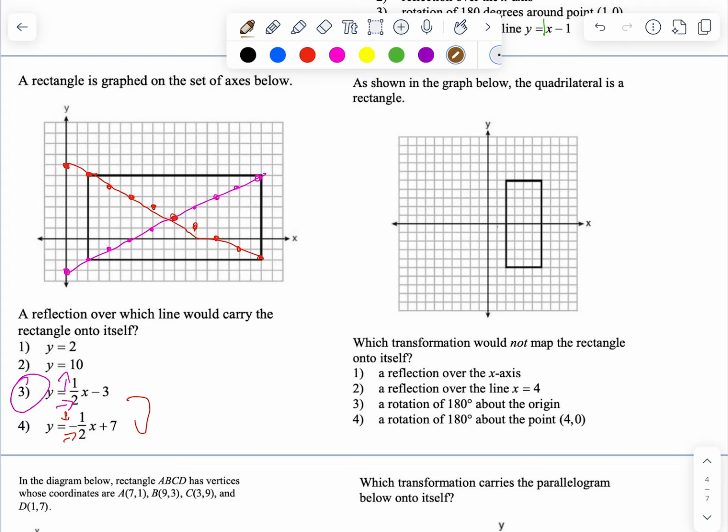A rotation of 180 degrees around the origin. Oh, no, it's going to be this one. That is not the center. 1, 2, 3, 4, (4, 0) is the center of the shape. So it's going to be this one over here.